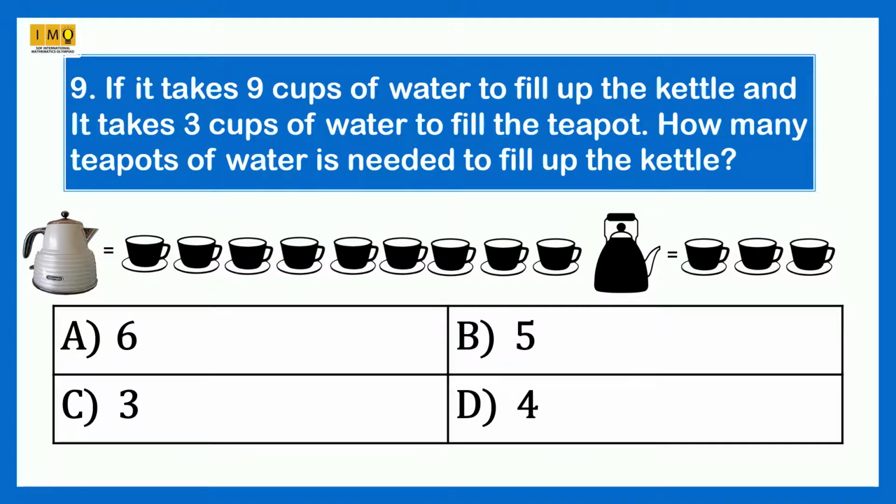If it takes 9 cups of water to fill up the kettle and 3 cups of water to fill the teapot, how many teapots of water is needed to fill up the kettle? 9 cups make 1 kettle and 3 cups 1 teapot. So how many teapots is needed to fill up the kettle? 3 into 3 is 9. So therefore 3 teapots will be needed to fill up the kettle, as 1 teapot is equal to 3 cups. So the answer is option C, 3.